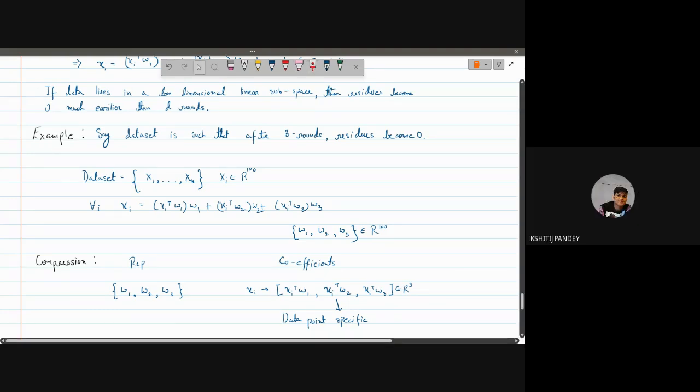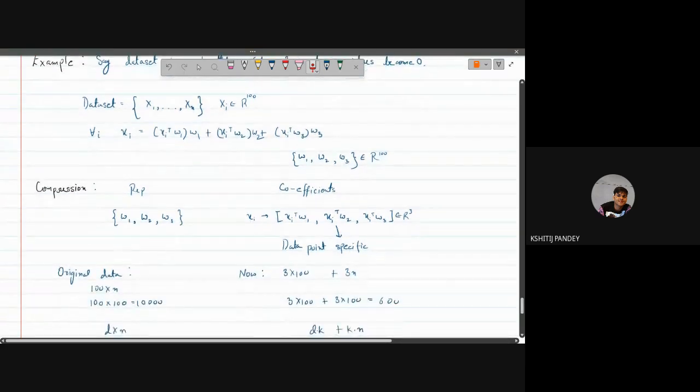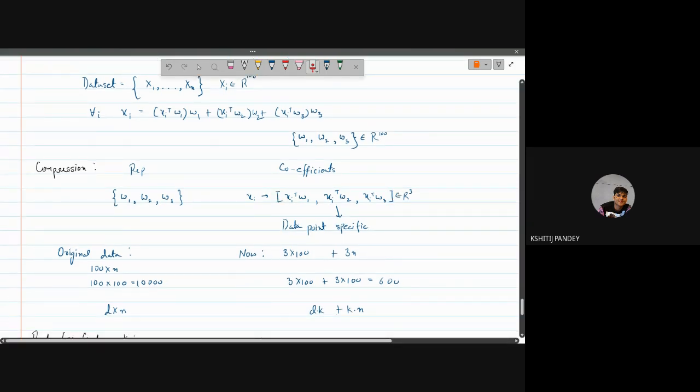So the example is such that the data set is such that after 3 rounds the error becomes 0. In that case, each data point is a linear combination of 3 w's: W1, W2, W3. So to represent the data, we just need to store 3 representative vectors, and corresponding to each data point we need 3 coefficients. So is the idea clear now?